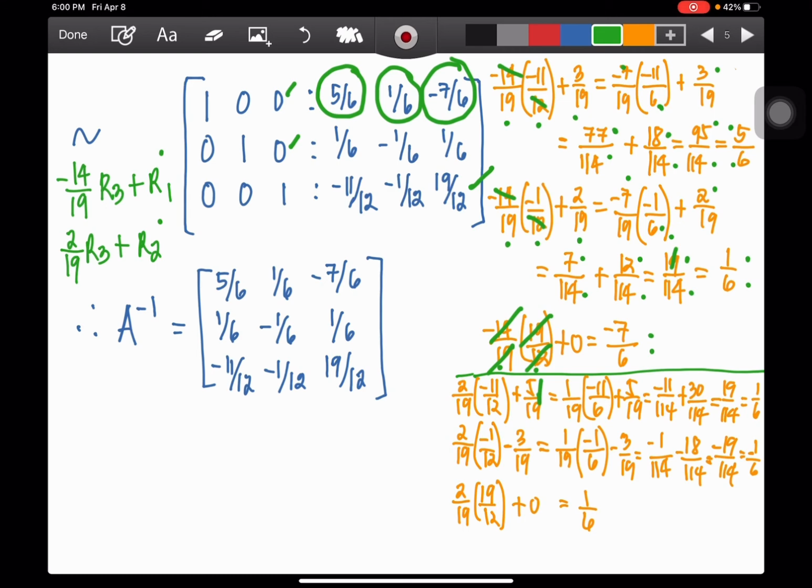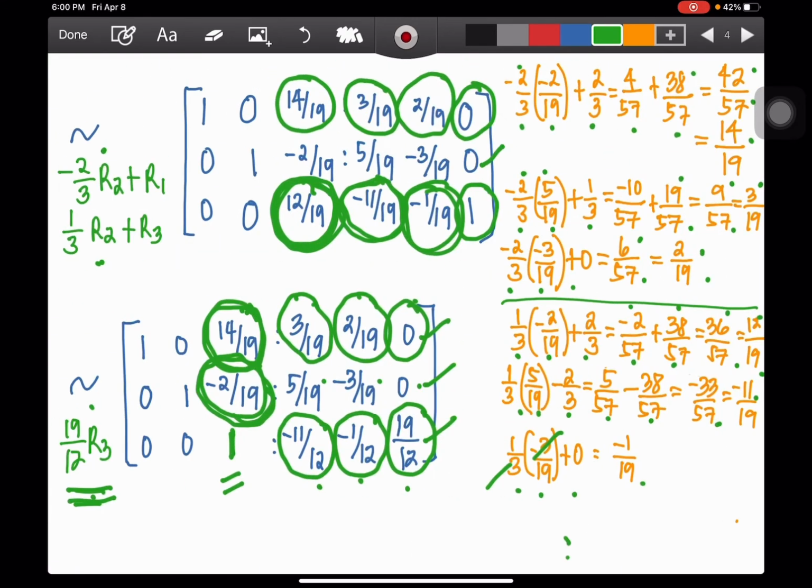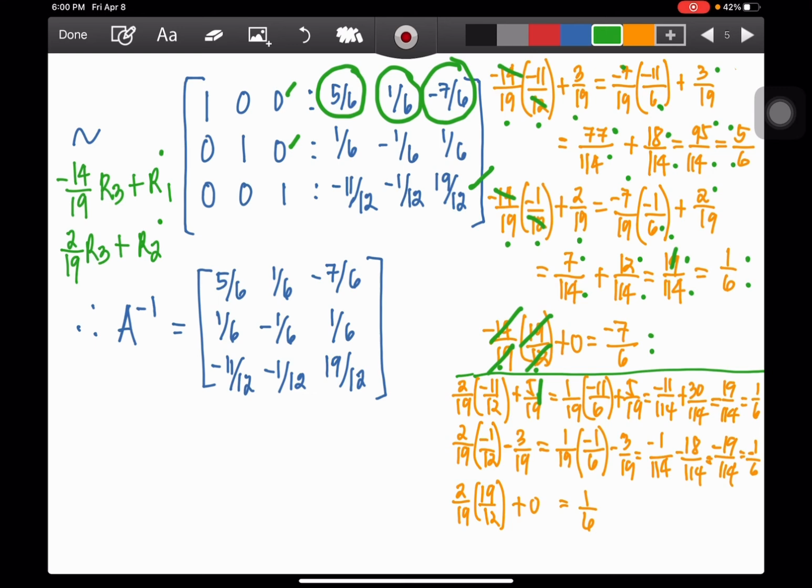Okay, so the rule is 2 over 19 R3 plus R2. So 2 over 19 multiplied by negative 11 over 12 plus 5 over 19. That's cancelled. So you have negative 11 over 114. Then 6 times 5 is 30 over 114. Negative 11 plus 30 is 19 over 114, which is 1 over 6 when simplified.